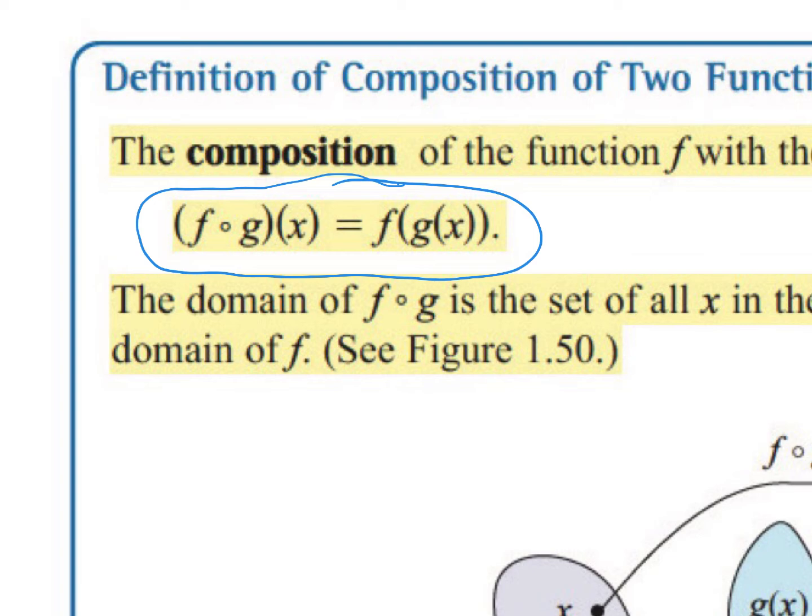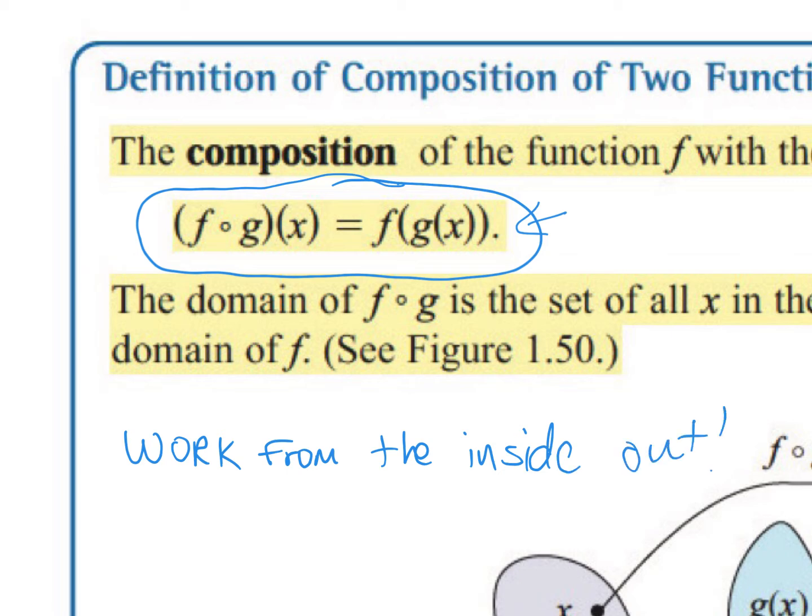Another way to write it is like this, where it says f of g of x. That's what it looks like. I understand that. This is the biggest takeaway I can give you from this: work from the inside out. Work from the inside out. I cannot impress upon you enough how important it is to be organized when you do this, so you keep your thoughts straight, you keep your line of sight straight.